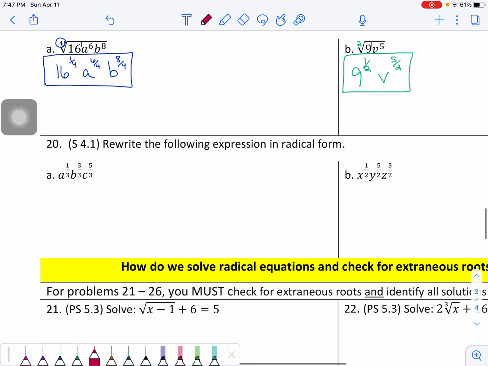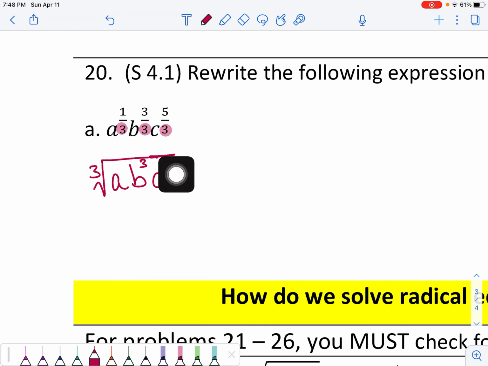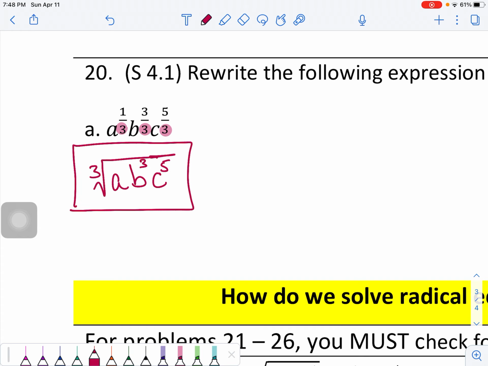For problem number 20, we're going to reverse it. So one of the things that you're going to notice is all 3 of these have the exact same denominator of 3, which means we're going to be talking about a third root. And what we want to do is write down what's left over. So A to the 1st, B to the 3rd, C to the 5th. Make sure your radical extends all the way over everything. So you'll notice I actually had to add a little piece to my radical because my handwriting got a little large. And there you go. You've rewritten the expression in radical form.